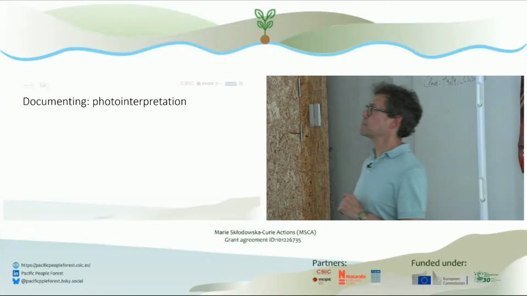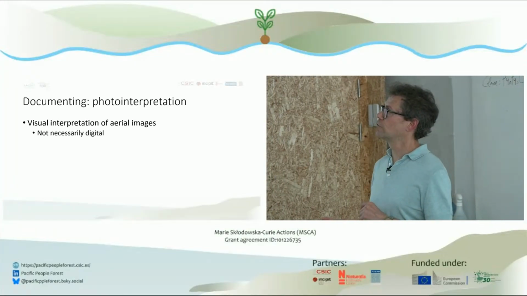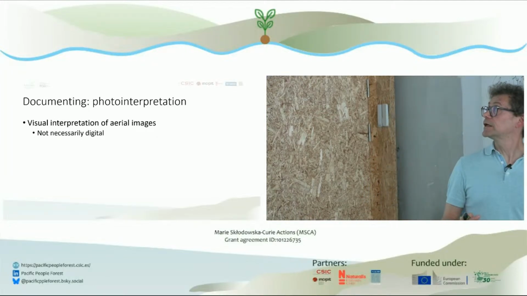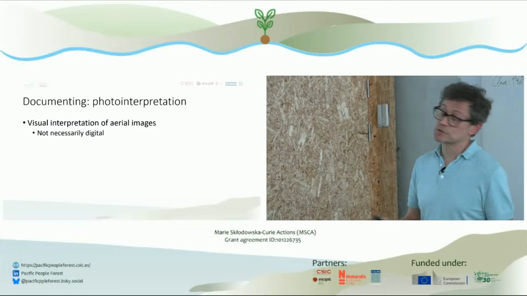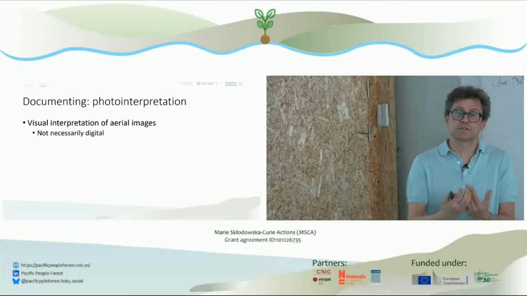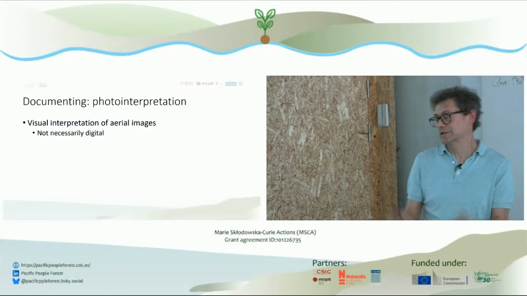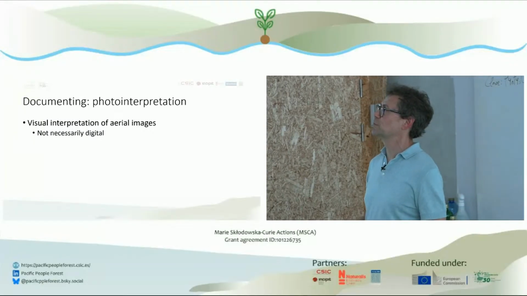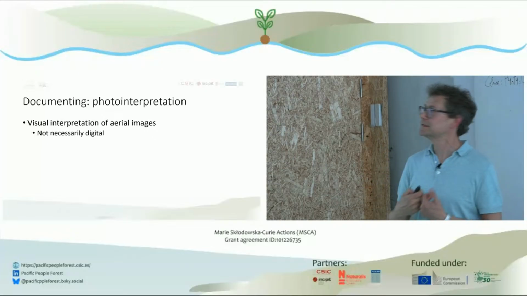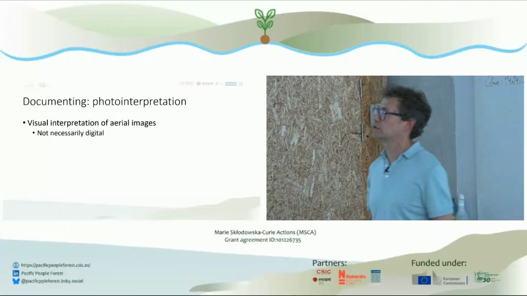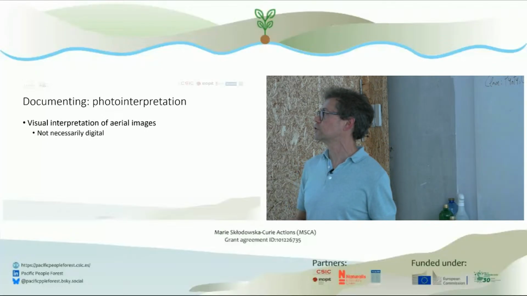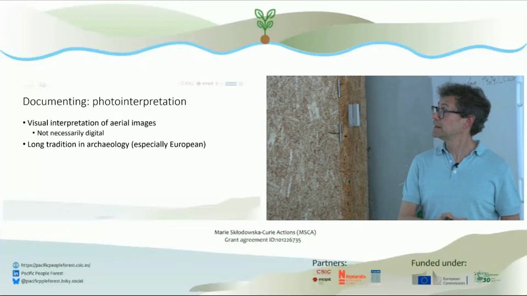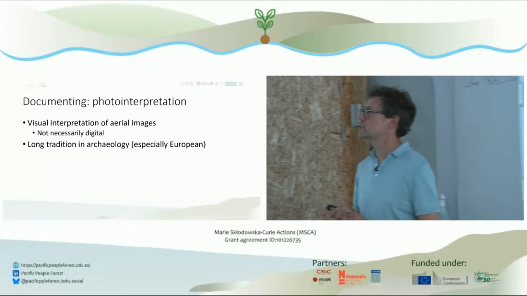Well, photo interpretation is perhaps the easiest way of documenting something using geographic information, which is basically looking at aerial images or satellite images and interpreting visually what's going on in that image. It's as simple as that. Well, not really simple in the end, but theoretically it's very simple. And actually, this is something that has existed for many decades now. It's much, much older than the development of digital technologies, because aerial pictures have existed since the late 19th century, the beginning of the 20th century.